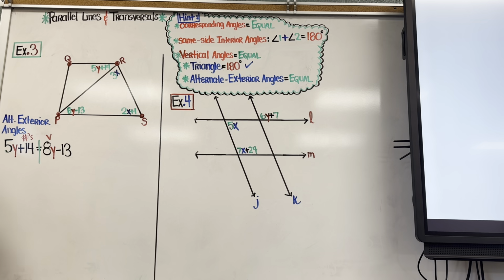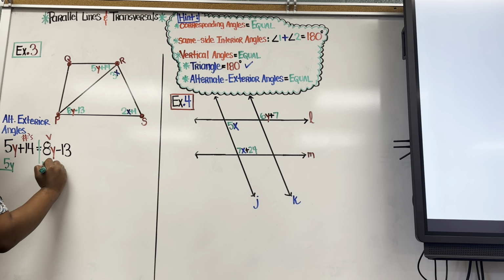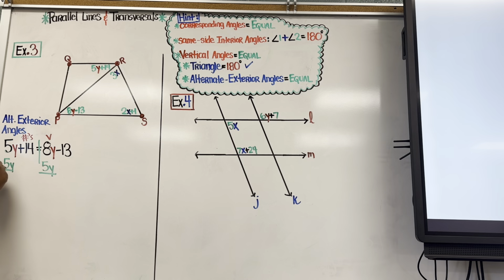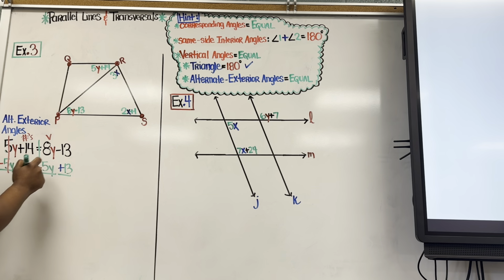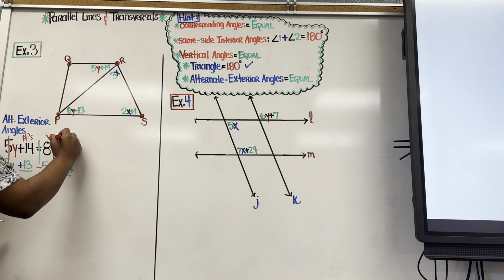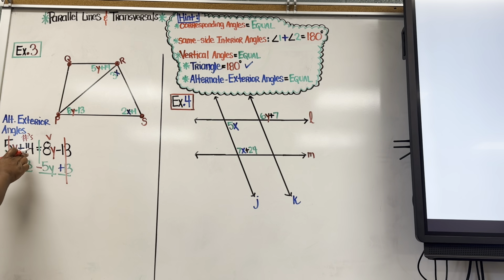So what I'm going to do is subtract 5y on both sides. It will cancel out on this side, and then this 14 stays, but I'm going to add 13 on both sides because it's the opposite of what I see. So I'm going to add 13 on both sides. This negative 13 and positive 13 will cancel out. Okay, and then 14 plus 13 equals 27.